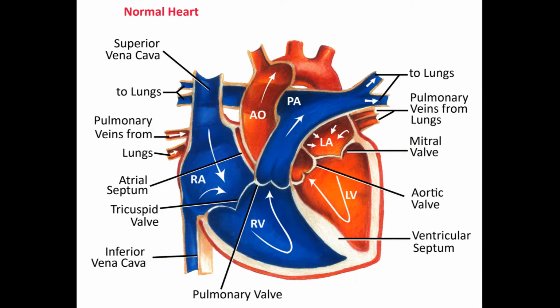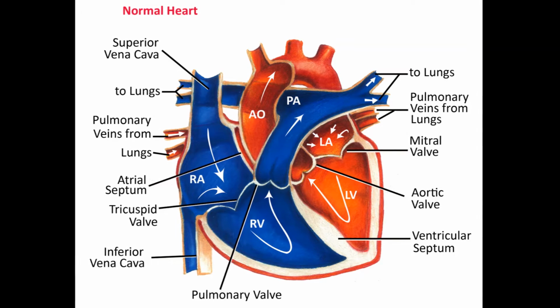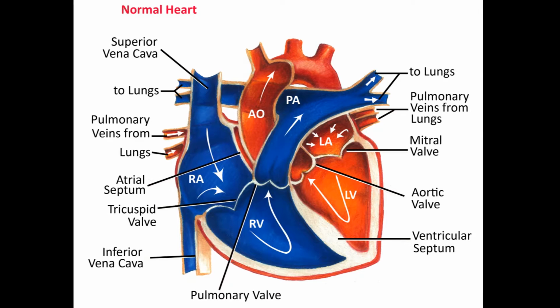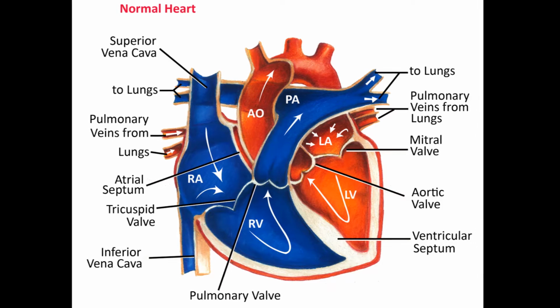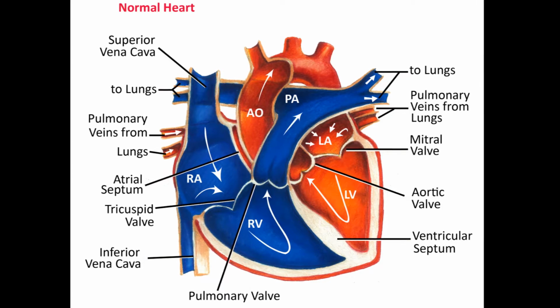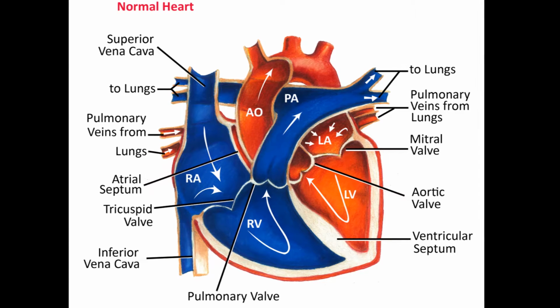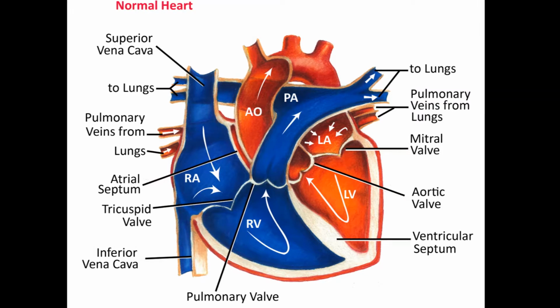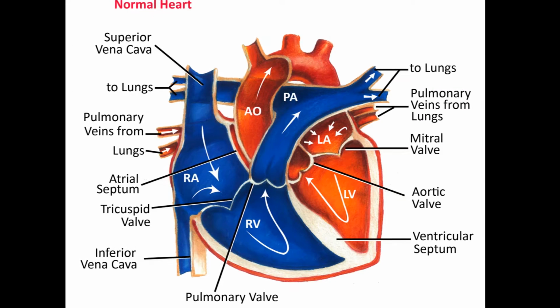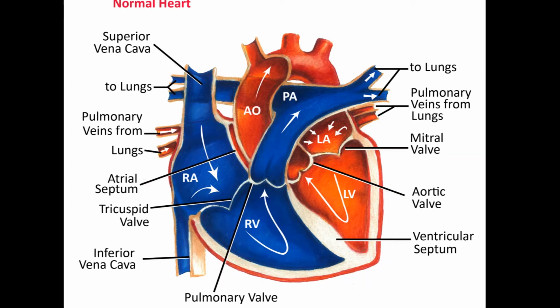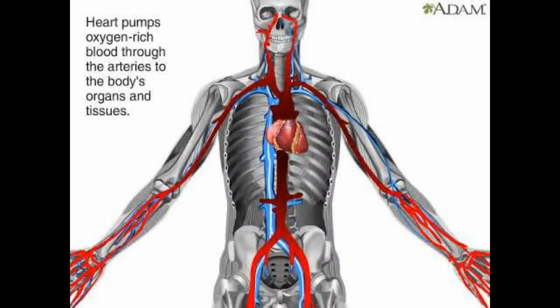Let's talk a little bit more about the pathophysiology of VSD. First, let's start with the normal blood flow of the heart. So first we have deoxygenated blood coming from all around the body and flowing into the heart through the superior and inferior vena cava. From there, it flows into the right atrium, past the tricuspid valve, and then the right ventricle, where it will be pumped to the pulmonary artery through the pulmonic valve.